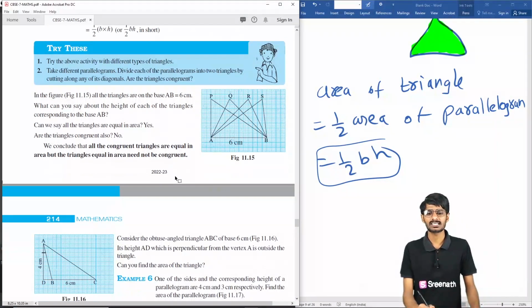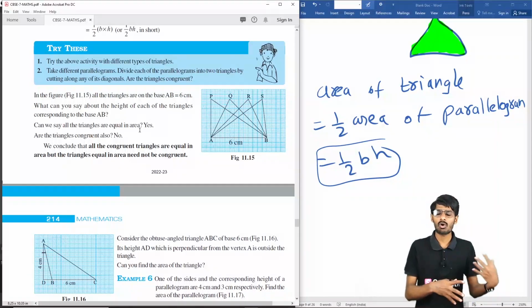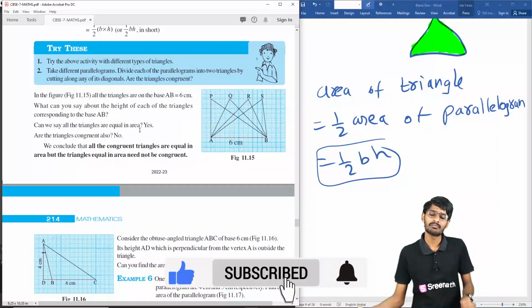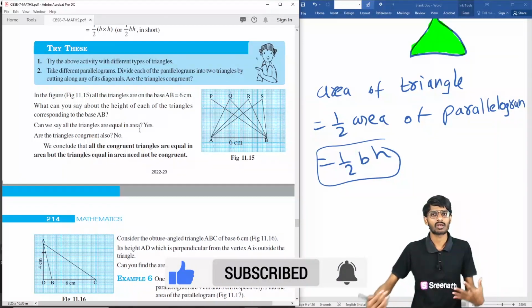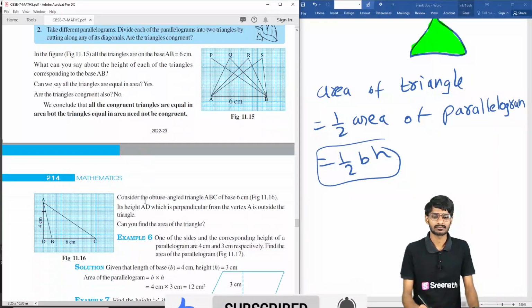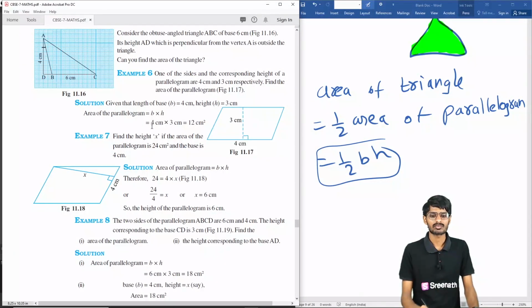So what is the thing is, all the congruent triangles have the same area. Even though some triangles have the same area, they are not necessarily congruent. Okay, that is the main point you have to keep in your mind. Now we will solve some problems.